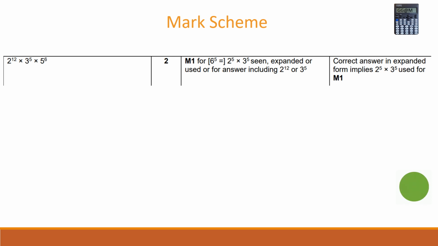The mark scheme on this question shows there are 2 marks available. M1 means 1 method mark for getting to the form of 2 to the power of 5 times 3 to the power of 5. Make sure you've marked your answer nice and clearly so you can see where the marks were awarded.